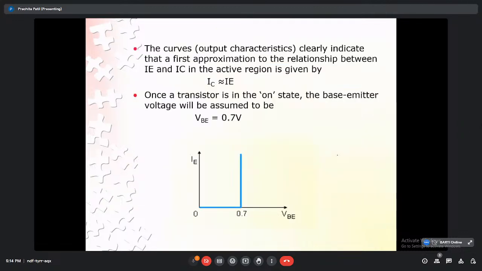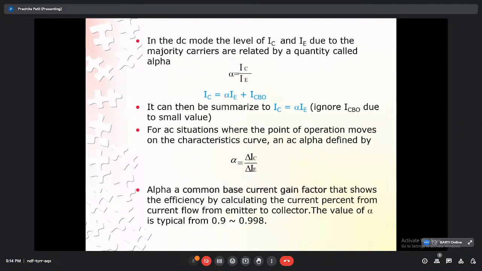The curve's output characteristics clearly indicate that a first approximation to the relationship between IE and IC in the active region is given by IC approximately equal to IE. Once a transistor is in the on state, the base emitter voltage will be assumed to be VBE equal to 0.7 volt. So that we are assuming. And then in the DC mode, the levels of IC and IE due to the majority carriers are related by a quantity called alpha.